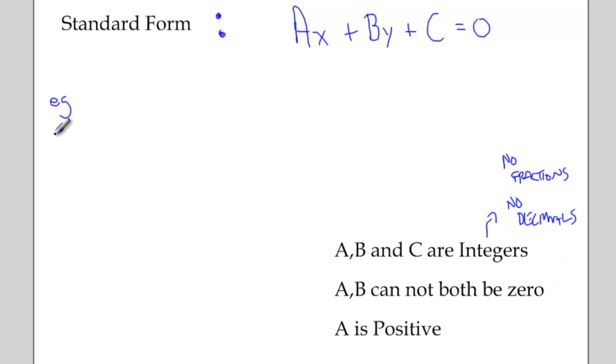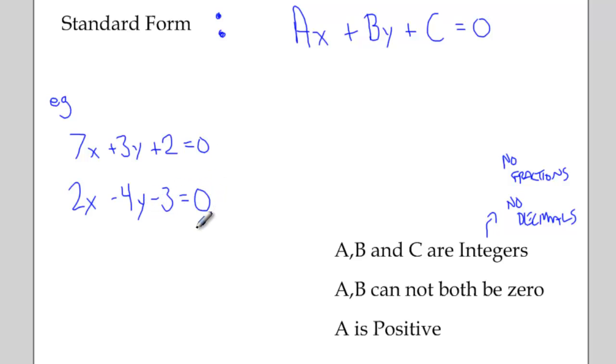Let's look at some examples. Some examples of standard form equations of the line: 7x plus 3y plus 2 equals 0, or 2x minus 4y minus 3 equals 0, or 100x minus 2y equals 0. We don't always need a c value. These are all examples of standard form equations of a line.